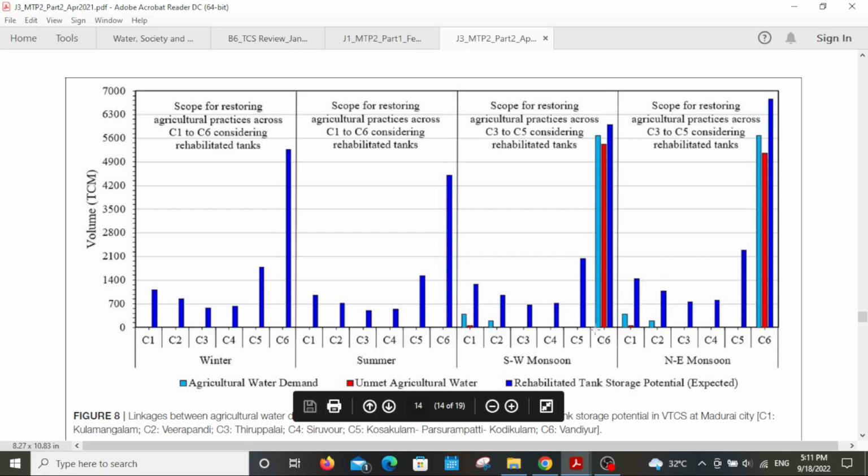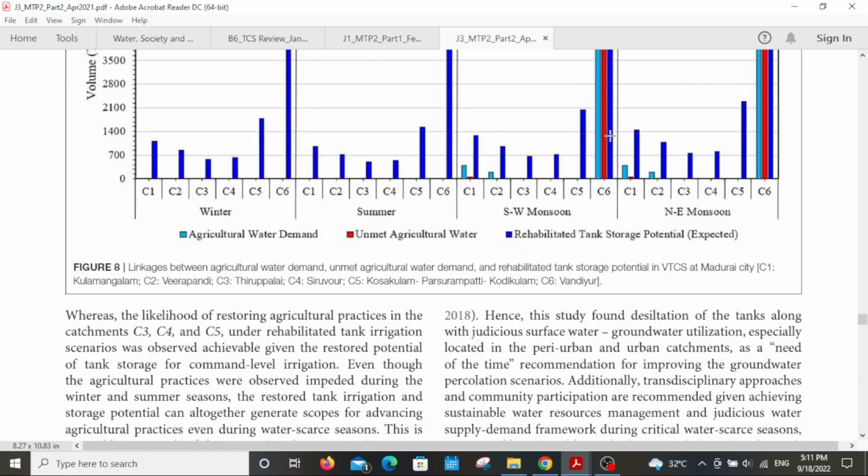Even in the vibrant urban region like catchment 6, which is the Vandiyur catchment, we see here that this much is the water demand, while unmet water demand was this much. And if we revive the tank, then we will be able to suffice the agricultural water demand very simply, and we will be able to store some water as well. So not only can the tank be utilized entirely for meeting the water demand of agriculture, but we can also utilize the remaining volume of water for other applications.